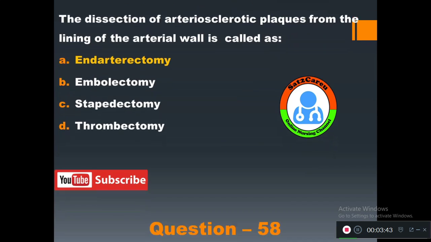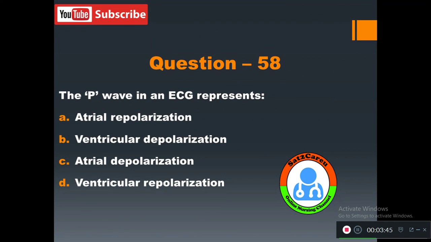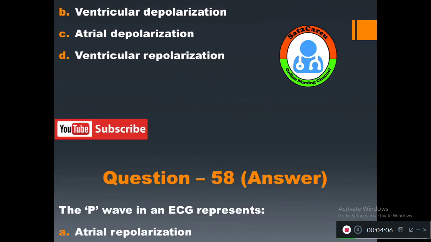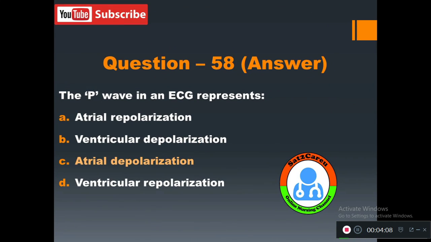Question number 58. The P wave in an ECG represents option A, atrial repolarization, B, ventricular depolarization, C, atrial depolarization, and D is ventricular repolarization. The P wave in an ECG represents atrial depolarization.